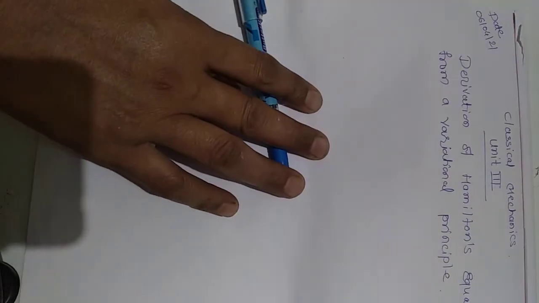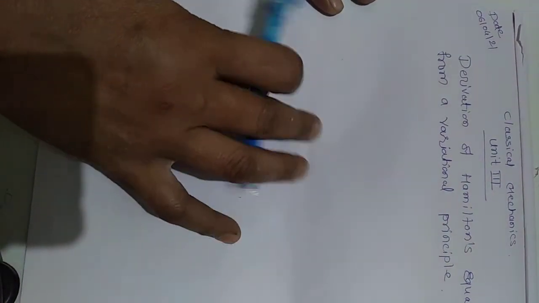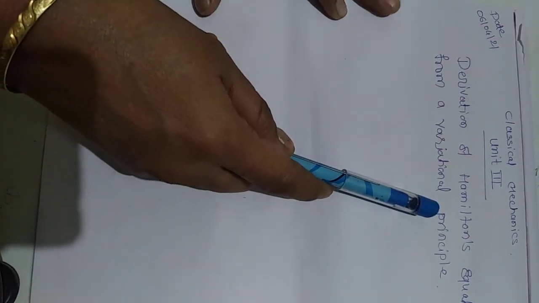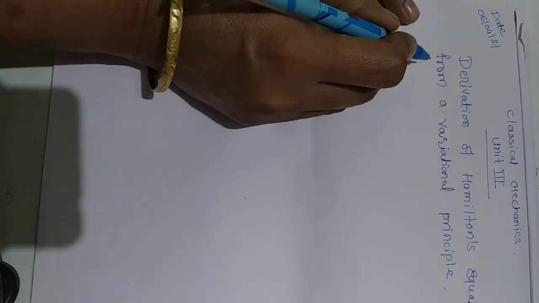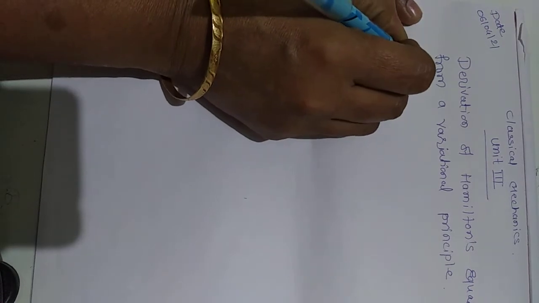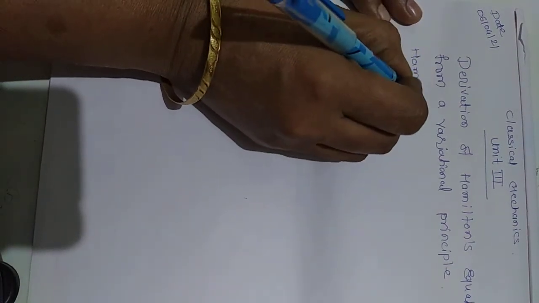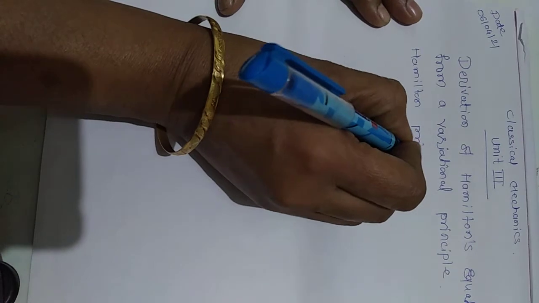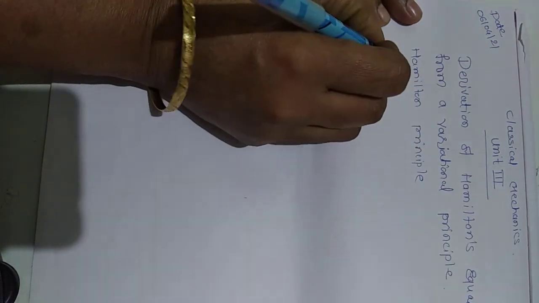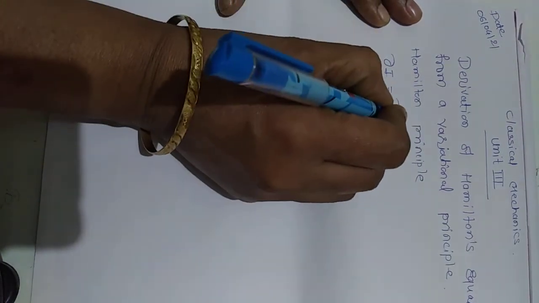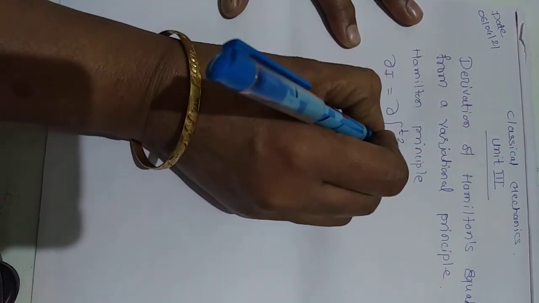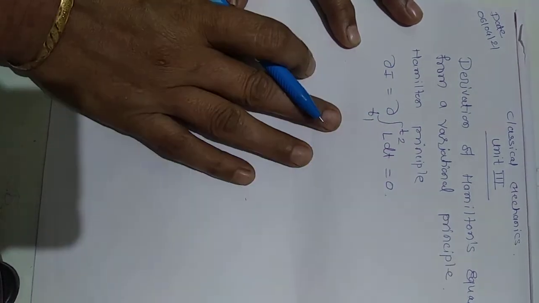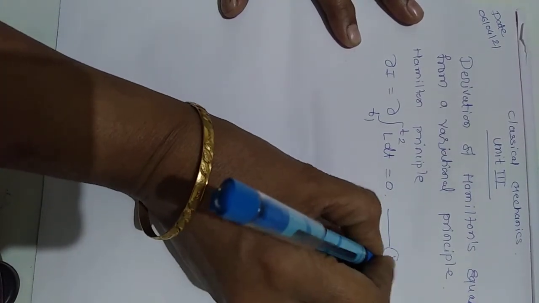Hello friend, today we are going to learn derivation of Hamilton equation from variational principle. We derive this equation from the Hamiltonian principle, and Hamiltonian principle is given that delta I is equal to delta of integration t1 to t2 L dt is equal to 0. This is equation number 1.